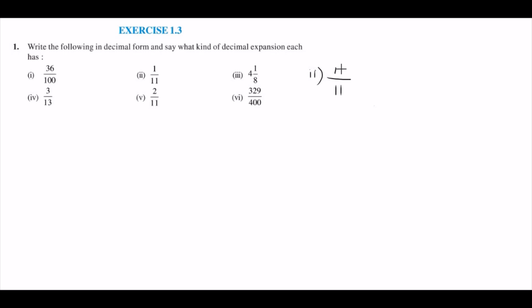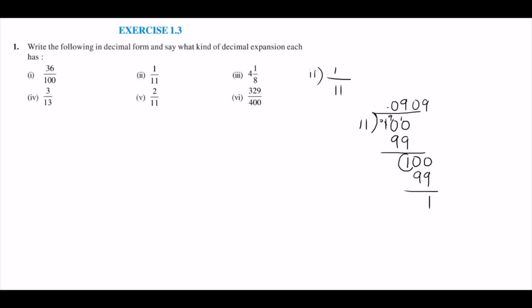The second question is 1 by 11. So make the numerator the dividend and the denominator the divisor. Now do the long division. In 1, 11 will not go. In 10, 11 will not go. So make 100. In 100, 11 goes 9 times. So 99. So 100 minus 99 is 1. So in 100, 11 goes 9 times. That is 99. So again you get 1 as the remainder.